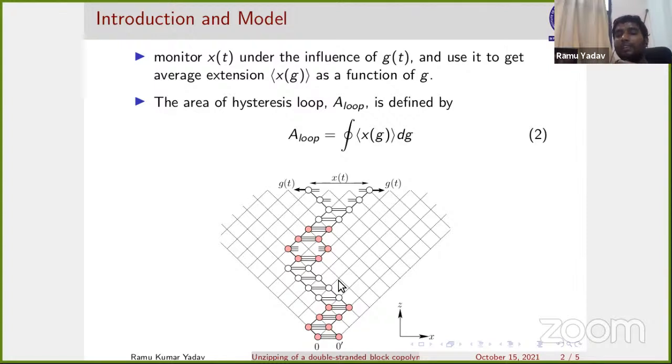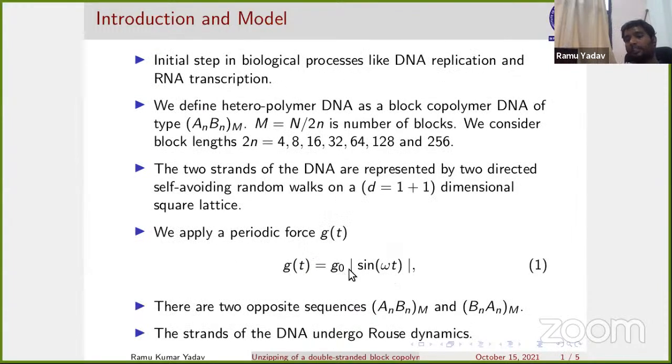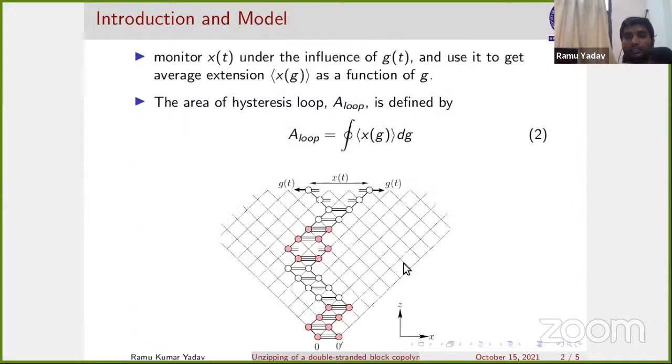So now we have the A and B DNA, of length n and m number of blocks in that length. Now we keep one end of the DNA fixed here, and we apply forces on the end monomers, and for the forces we take the absolute value. It is a sinusoidal force, G equal to G naught sin omega t. You can see it from here.